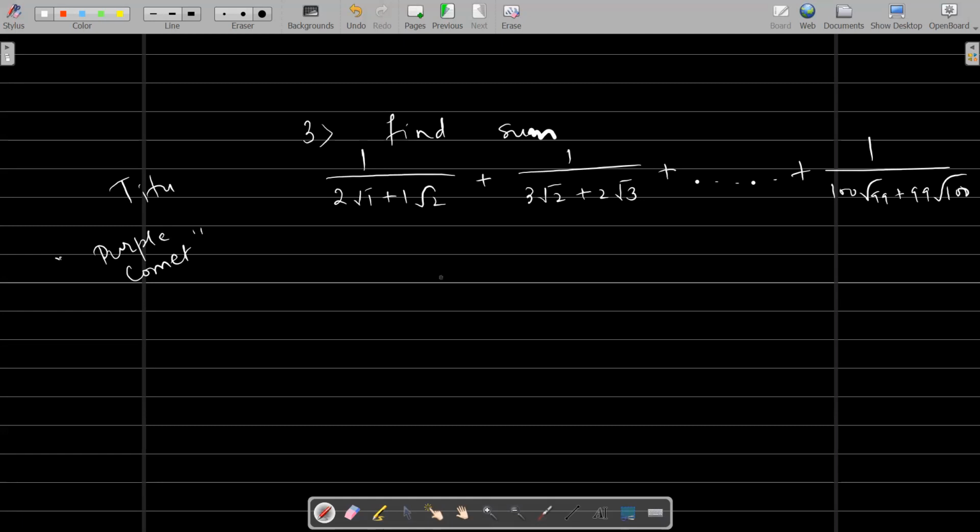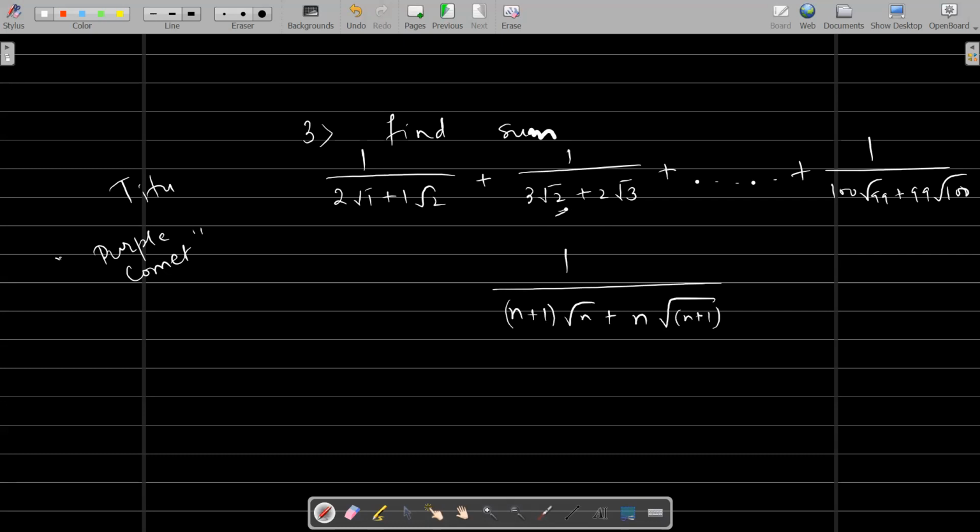So another way to write this sum compactly is the following. In general, what is the term? If I call this number n, it's like 1 by n plus 1 times root n plus n times root n plus 1.